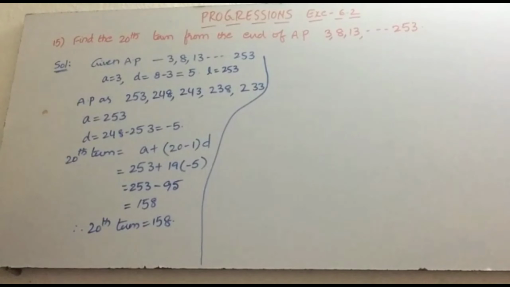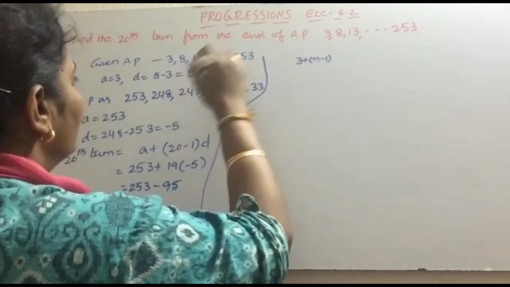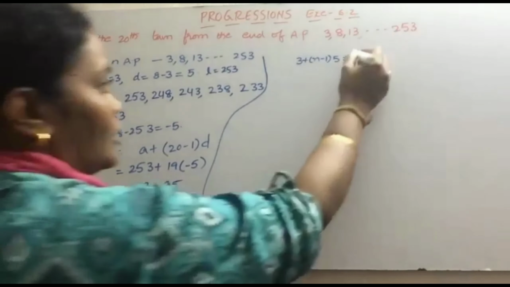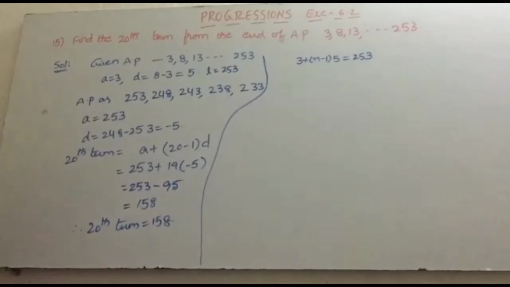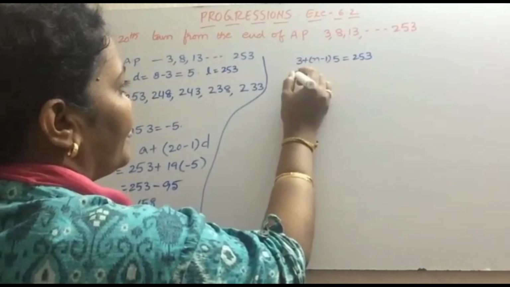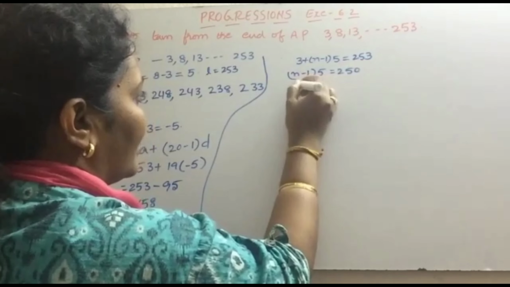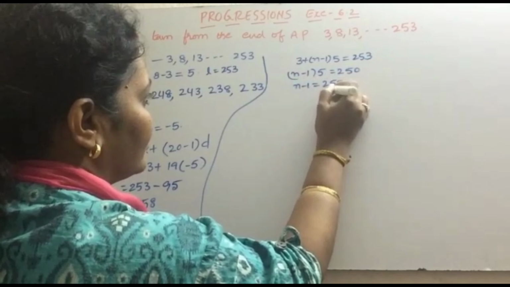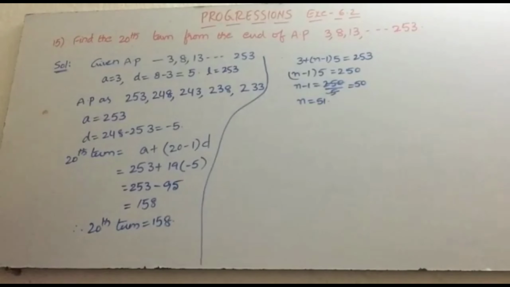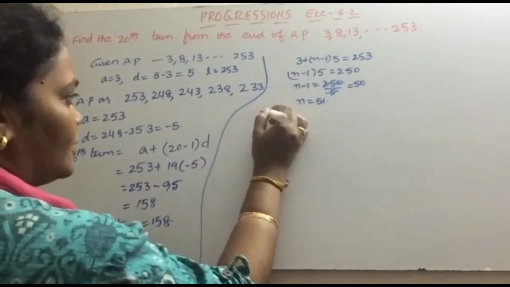Here, 3 plus (n minus 1) into 5 is equal to 253, that is the nth term. Now we will find the value of n. So (n minus 1) into 5 is equal to 250. So n minus 1 is equal to 250 by 5, that is 50. So n is equal to 51. So in this AP we have a total of 51 terms.